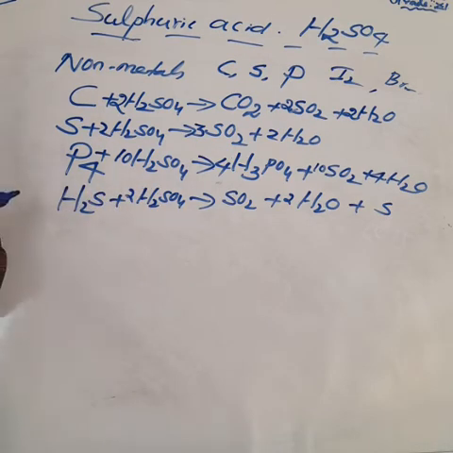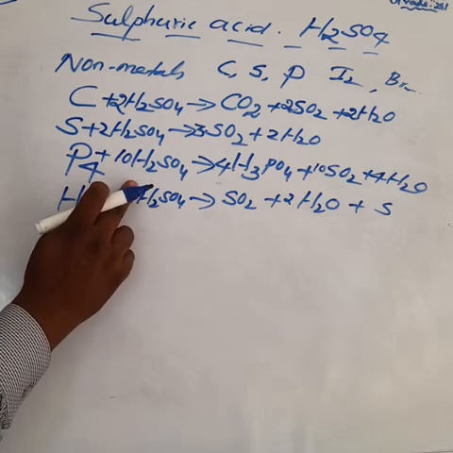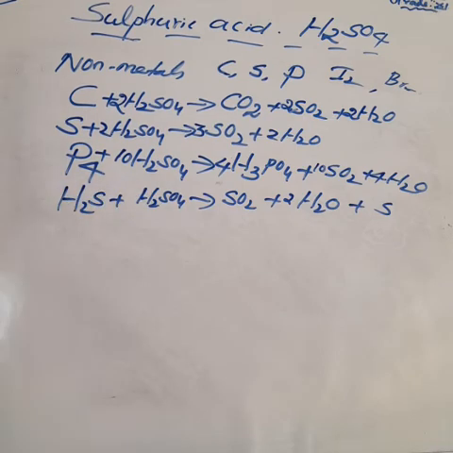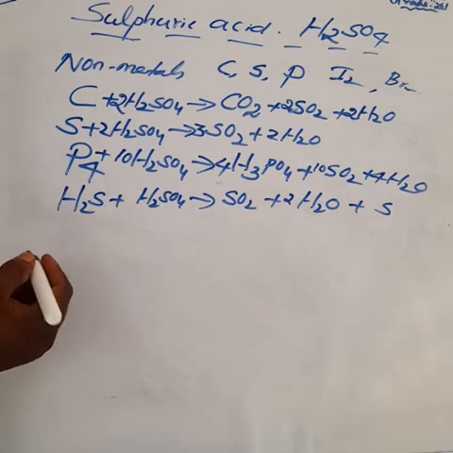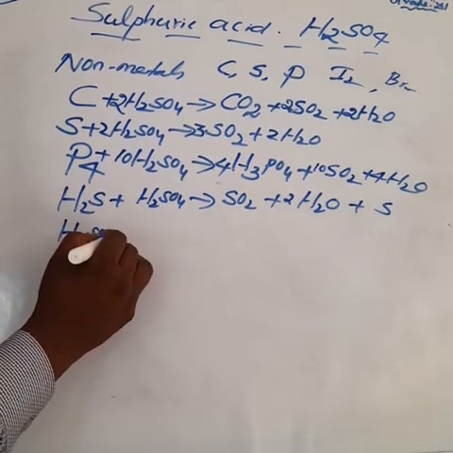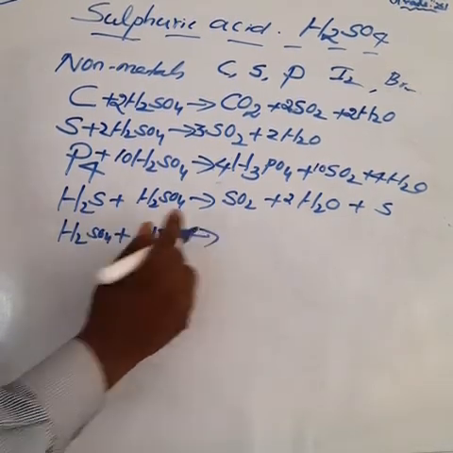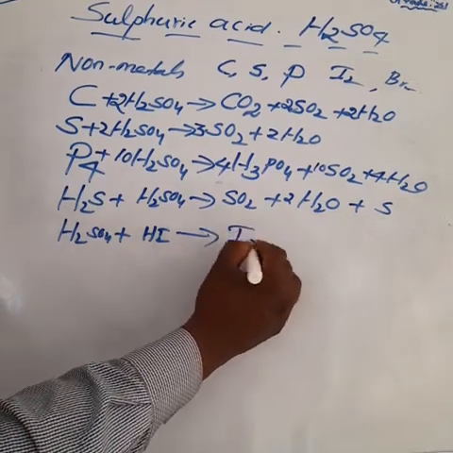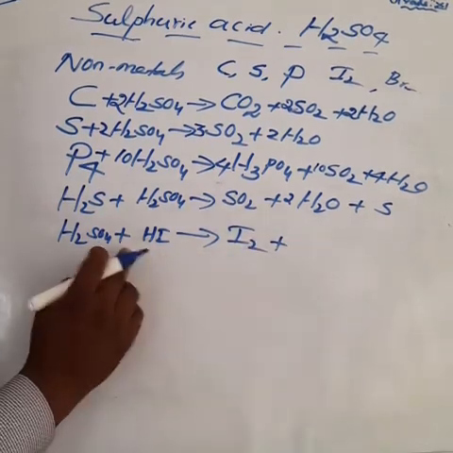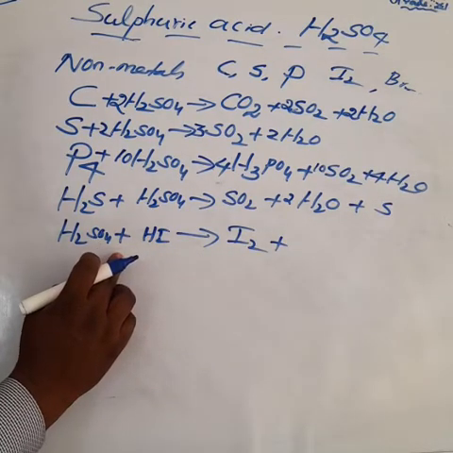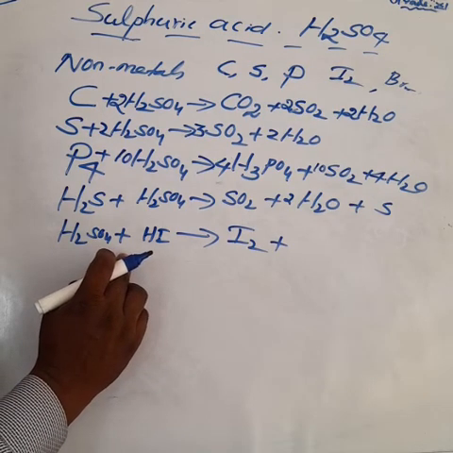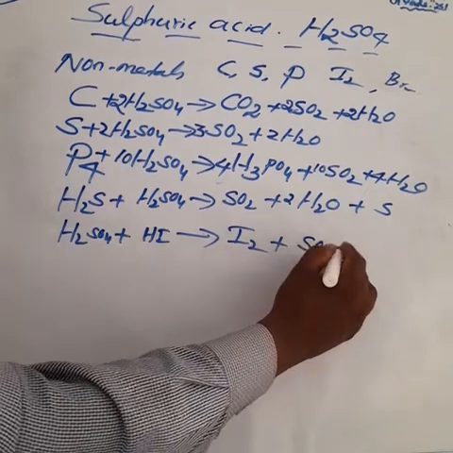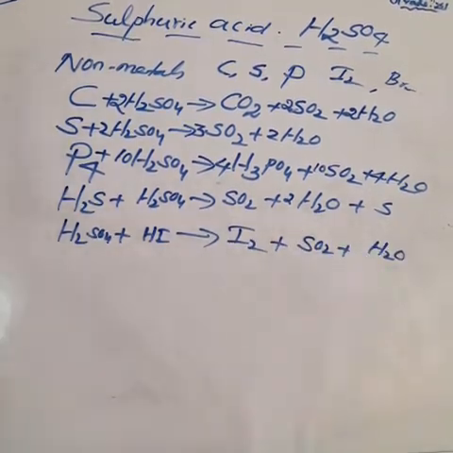That's the point. Next, fifth equation, sixth equation, the reaction with hydrogen iodide and also reaction with hydrogen bromide. Sulfuric acid H2SO4 reacts with hydrogen iodide, it is oxidized to iodine, that is I2. Sulfuric acid H2SO4 plus hydrogen iodide gives I2 plus SO2 plus water molecule H2O. How can you balance the equation?